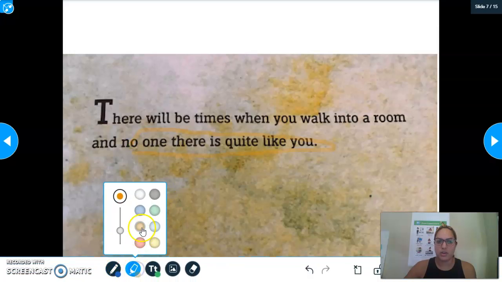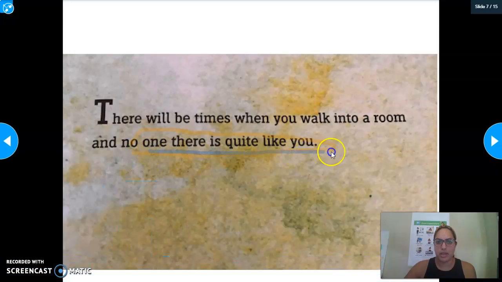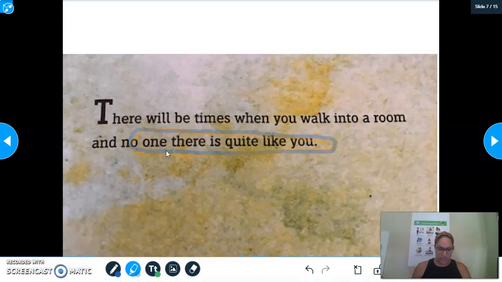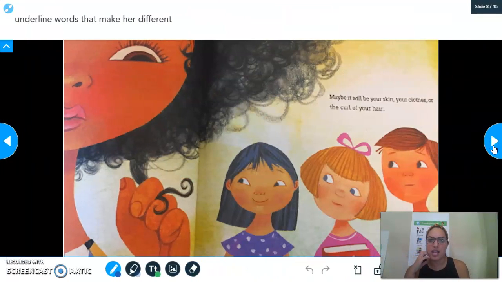You can use another color because this one was just not that bright. This right here, and just by looking at her face, it's letting me know as I'm reading that she's a little nervous. I felt a little nervous like that when I've walked into a room and no one's quite like me. Let's go ahead and annotate the next page to help us understand.